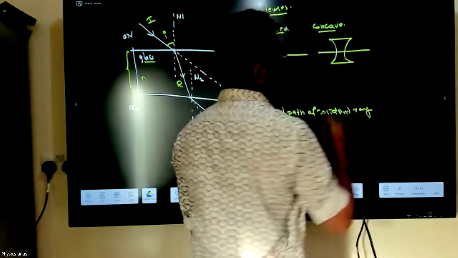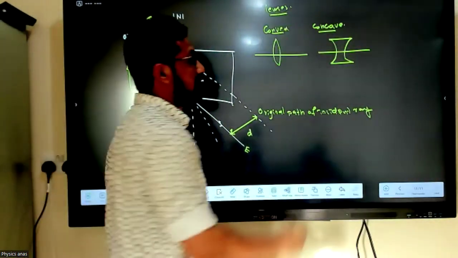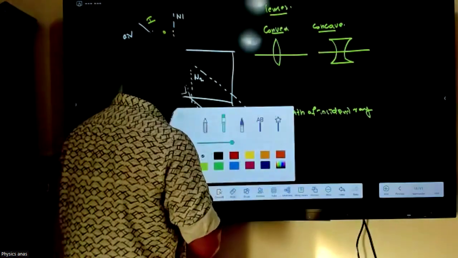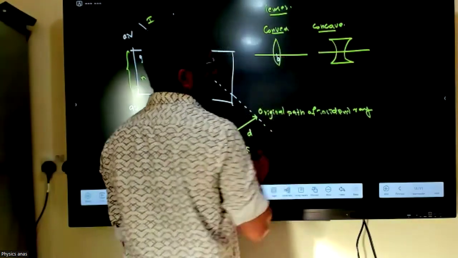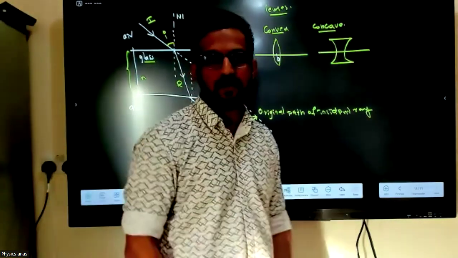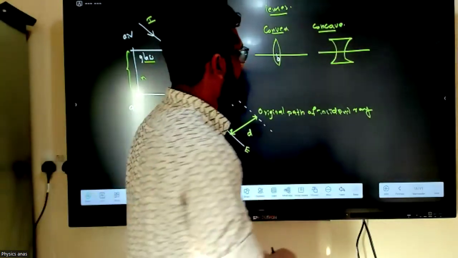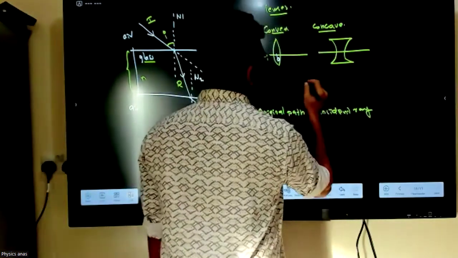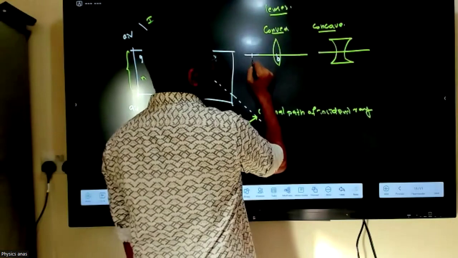And there were some terms associated with it. What are the terms? The first term is optical center. Optical center is the geometrical center of the lens.